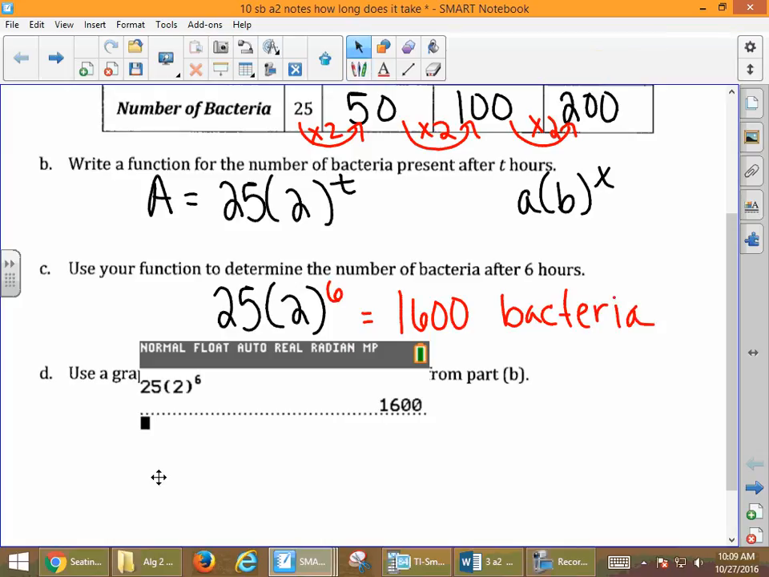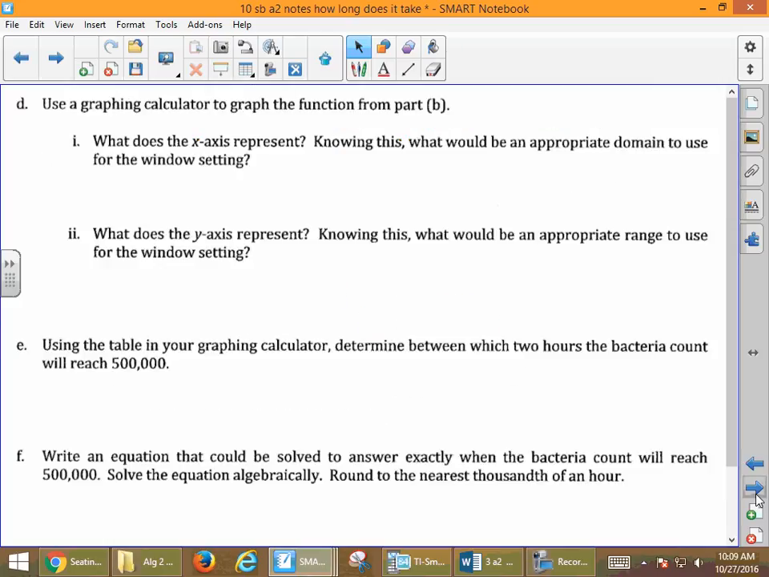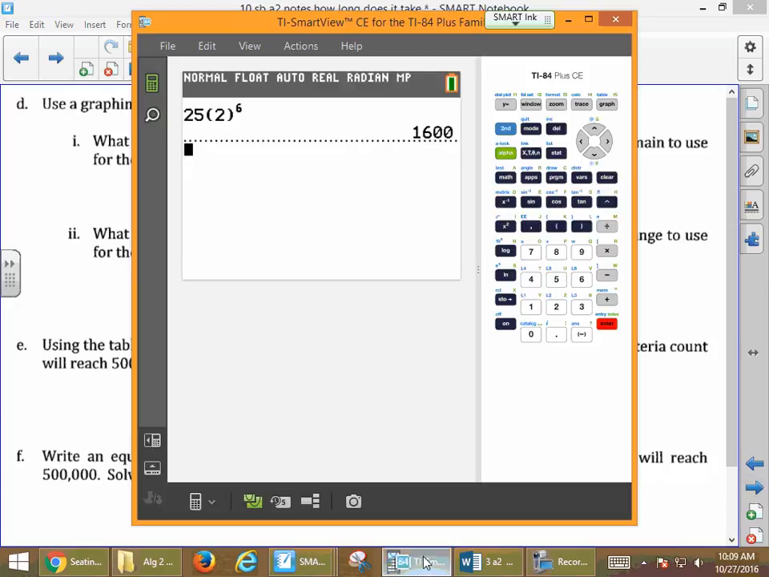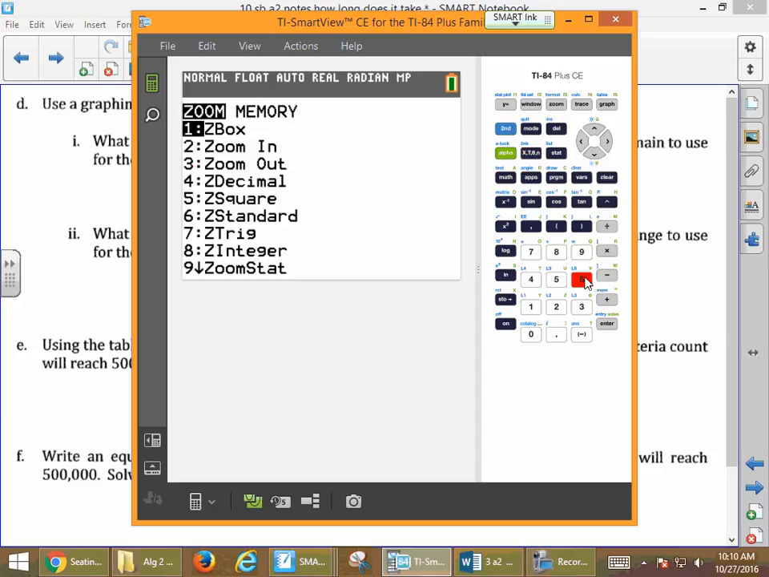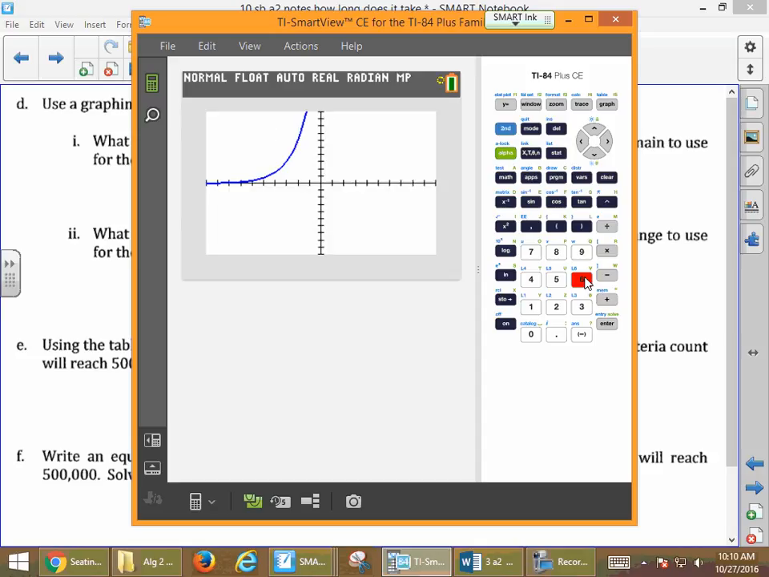Well, now let's take a look at what we're working with here. It says use a graphing calculator to graph the function from part B. So when we go back into our calculator, if we go back into y equals, we can type this in. It's 25 times 2 to the x. Don't type in the 6. There we found the value for 6. We want to type in the function so that when we graph it, we'll get a picture.